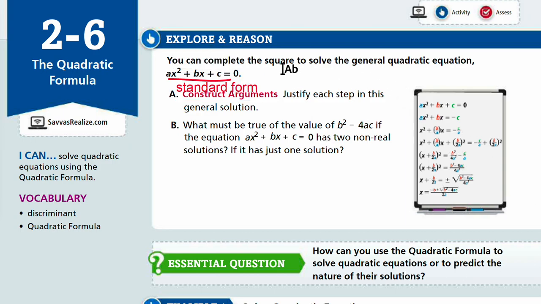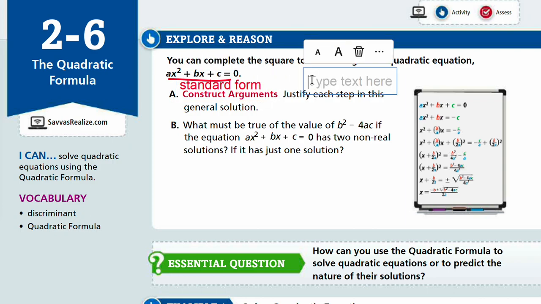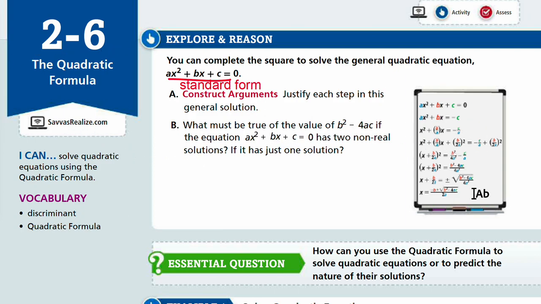And we just learned how to complete the square in the quadratic equation in the last lesson, right? So in order to complete the square, you have to make it into a perfect square so that you can use the perfect squares to factor them out. So let's look at this example. Justify each step in this general solution.